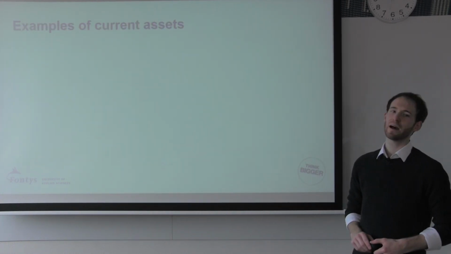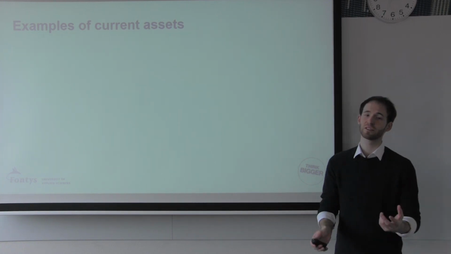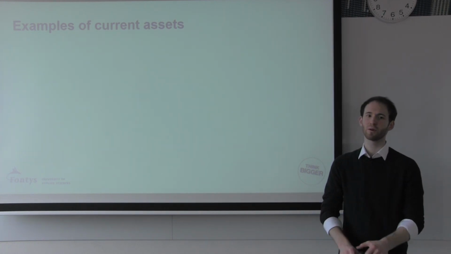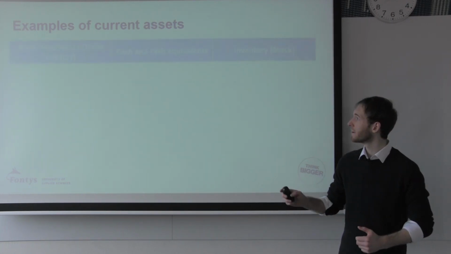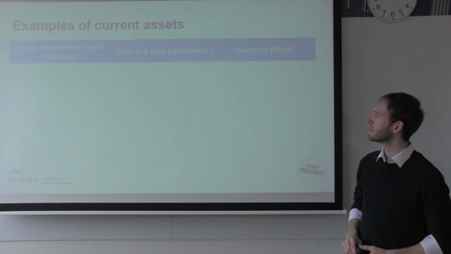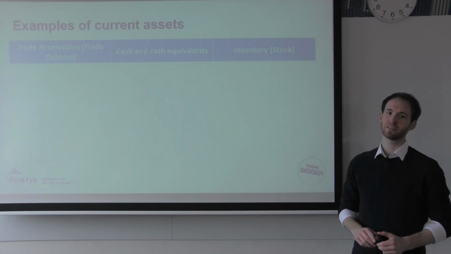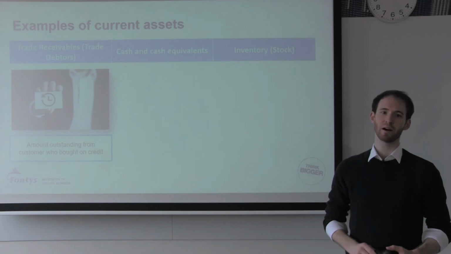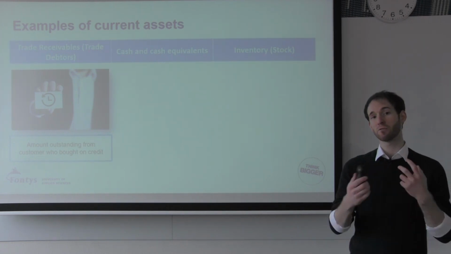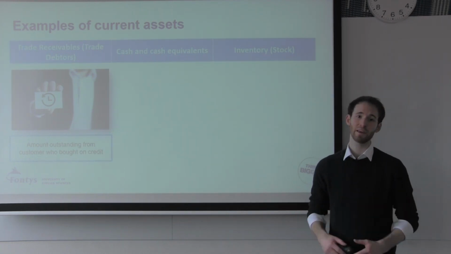So let's look at some examples, and of course there are numerous examples, but I like to pick out those that you find most often when you look at balance sheets. So the first thing is trade receivables, or also trade debtors. There's also another name given to it. This is actually all the business partners that you have, or the people that bought from you, that did not pay you yet.